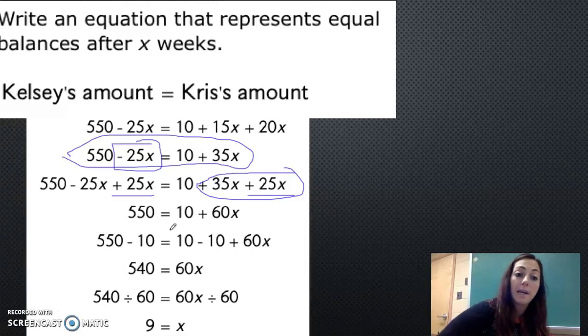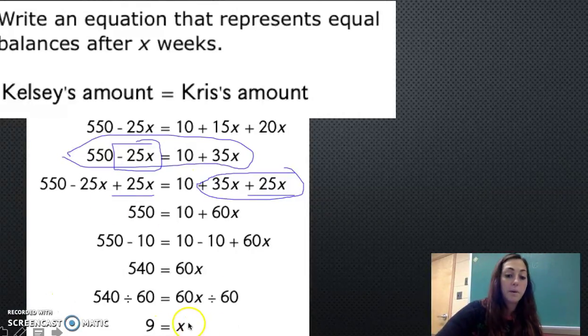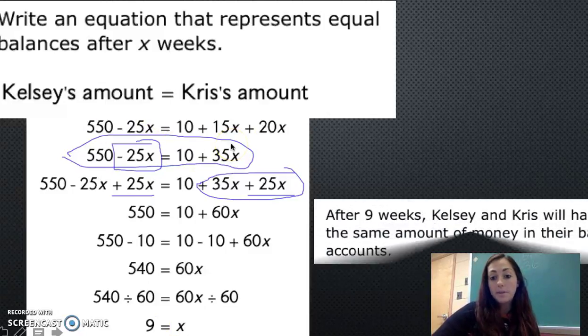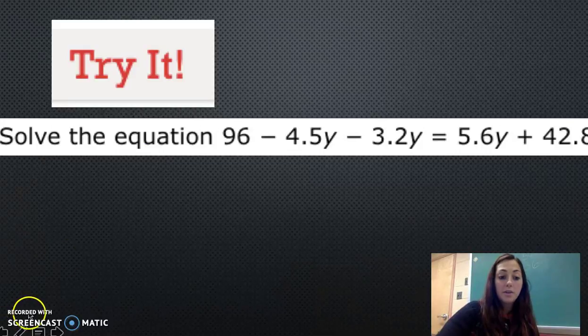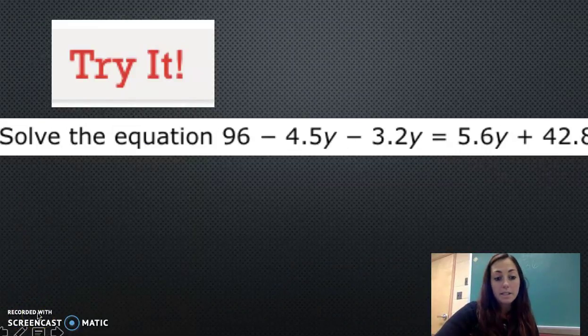Now a second question could be how much is that amount? And all you'd have to do is plug in 9 for either side of the equal sign, either expression. But the answer is, after 9 weeks, Kelsey and Chris will have the same amount of money in their bank accounts. Awesome. Now I want you to try this problem on your own, and we'll solve it together after.